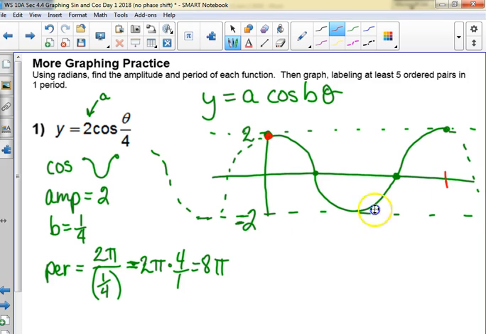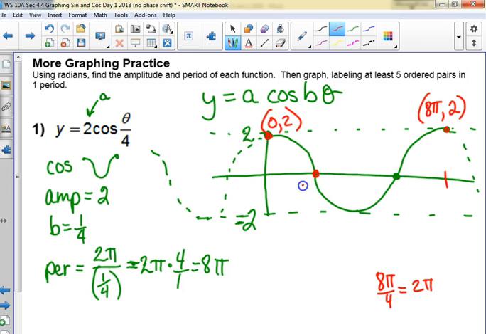Okay, where did we say this finished one period? 8 pi. So this ordered pair up here is 8 pi over and up 2. Are we good? This one was 0, 2. All right. Now it said a minute ago, if you divide by 4, you'll get the quarter points. So what is 8 pi divided by 4? 2 pi. So those are the quarter points.